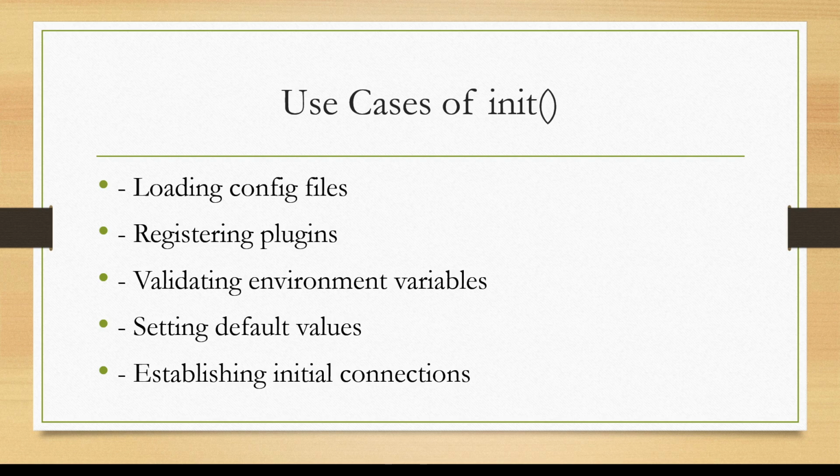Validating environment variables. In a lot of backend projects, we use environment variables like for database URL, API keys, or token. With init, you can check if these variables are set properly before your main app logic begins. That way, if something is missing, you can show an error and exit early instead of crashing midway. Setting the default values. If your program depends on certain global values, init is a great place to assign the safe default values. This helps to avoid null errors or unexpected behavior later in your code.